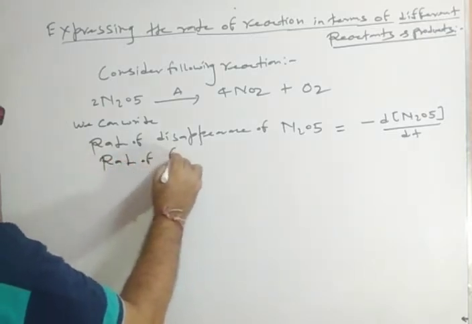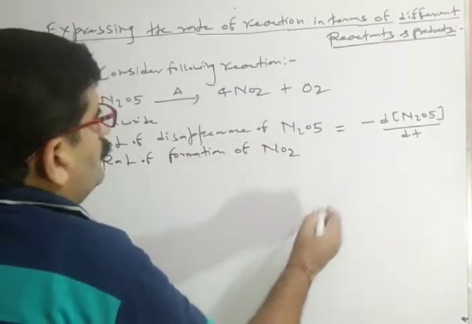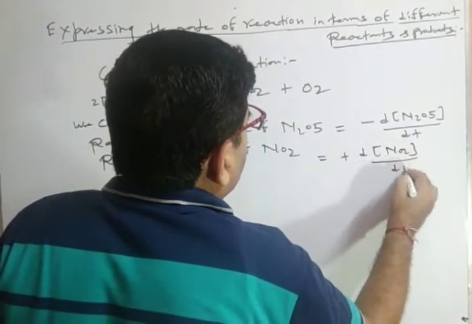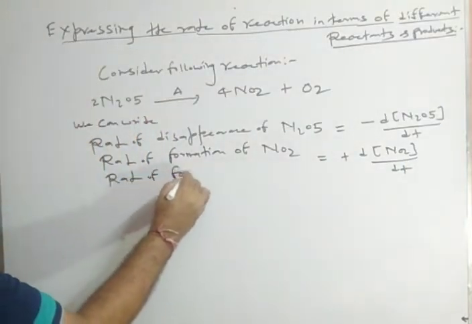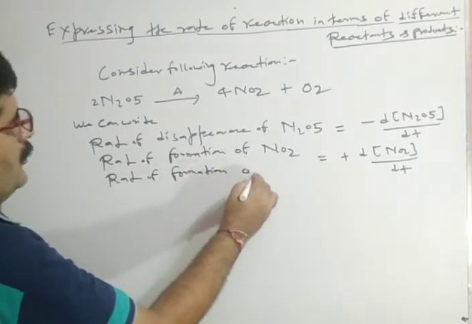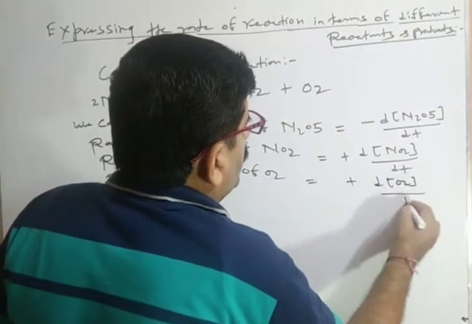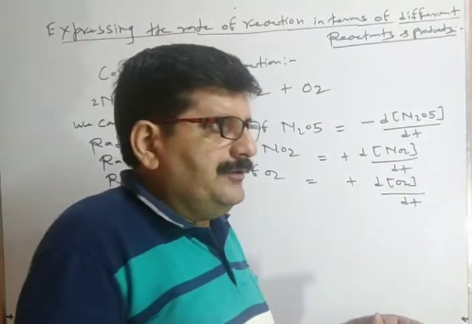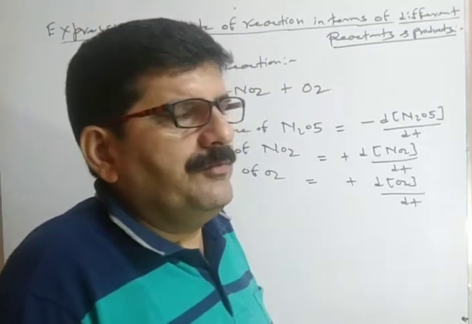Rate of formation of NO2, we can write what? Plus d NO2 by dt. Similarly, rate of formation of O2, again we can write plus d O2 by dt. If we want to determine the rate of reaction and rates are equal, then how does it become possible?